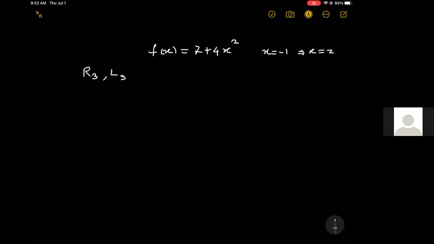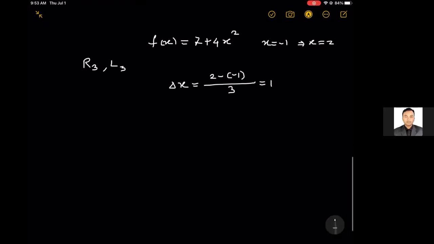The first thing we did was find delta x, which was 2 minus -1 over 3. And so the answer to that was 1. Very good, thank you. Okay, so we have delta x. Group 2, Brody, Cooper, or Matthew. What's next? We already have the length of the subintervals. What should you do next? Group 2. Brody, Cooper, or Matthew?